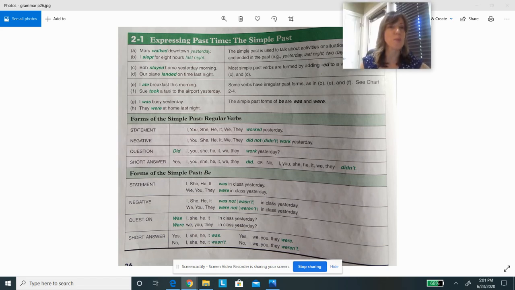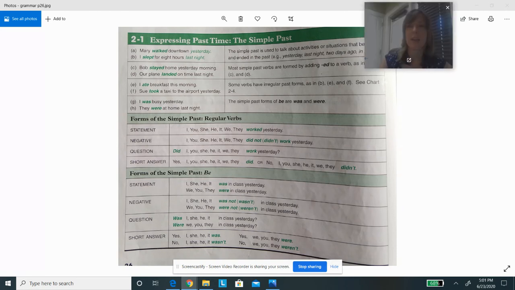This is your grammar book, page 26. And we are starting a chapter on the past. And this chapter will include the simple past and past continuous, also called past progressive.